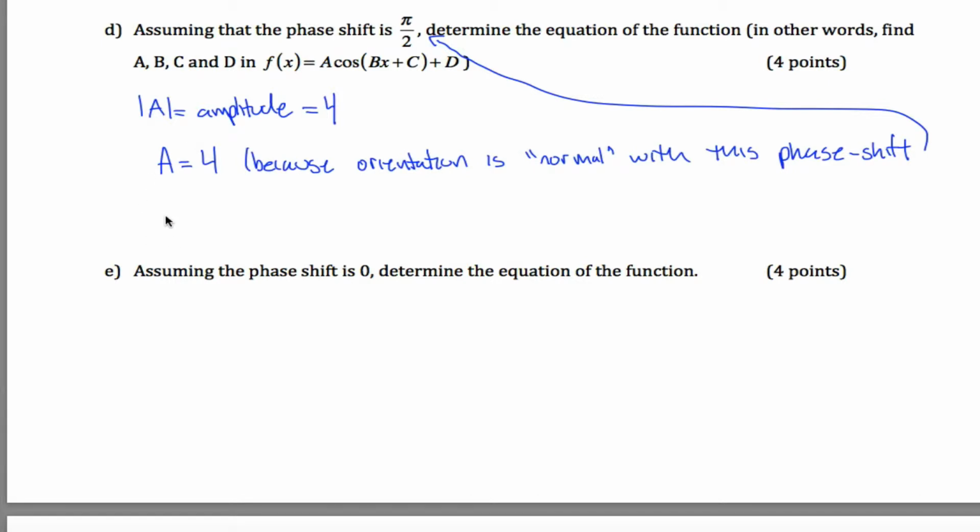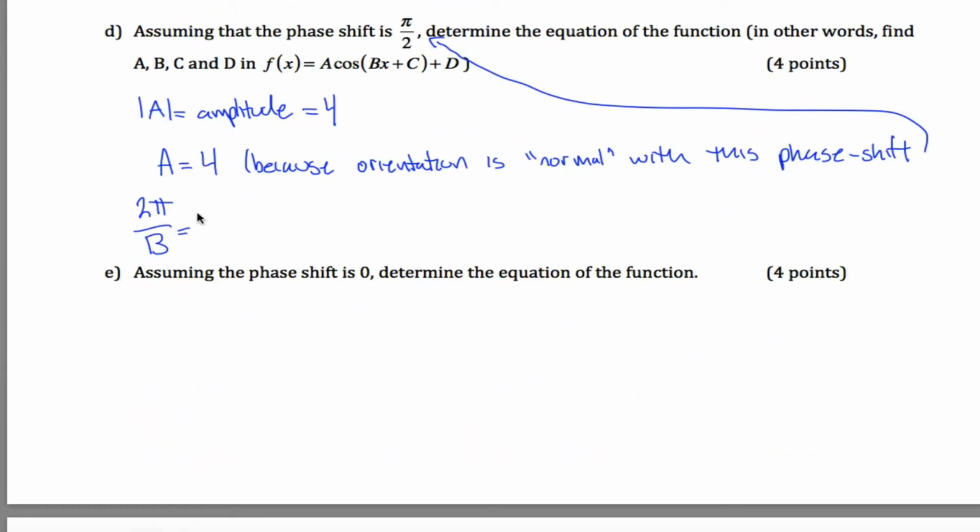For b, I can find it based on the period. 2 pi divided by b is always equal to the period. And the period I figured out above was pi. So I have 2 pi over b equals pi. So 2 pi is equal to b times pi. And therefore b is equal to 2, if you divide both sides by pi.